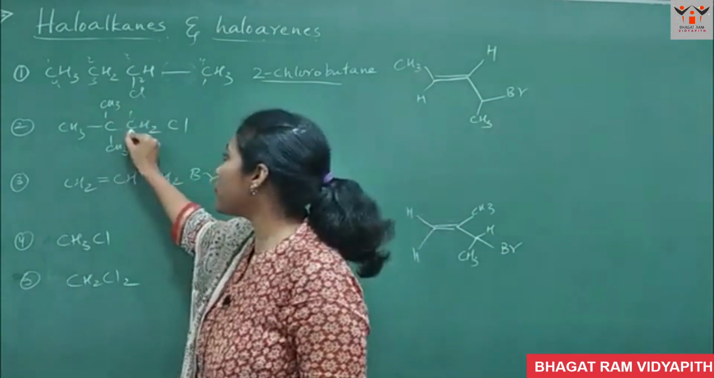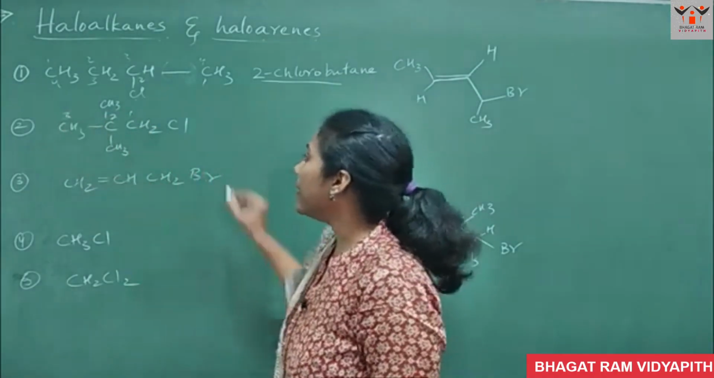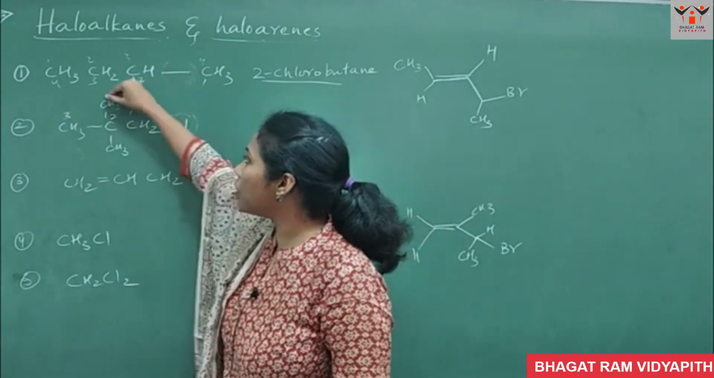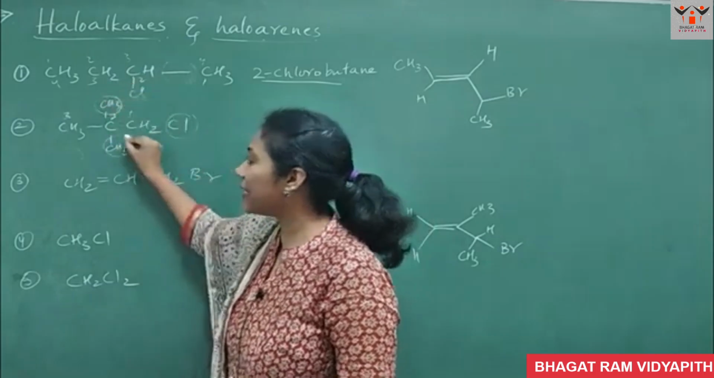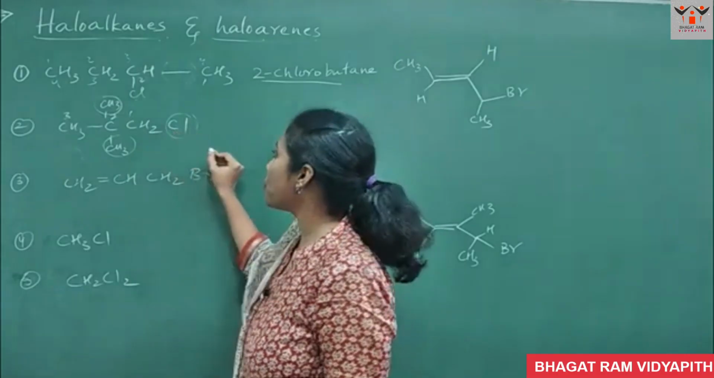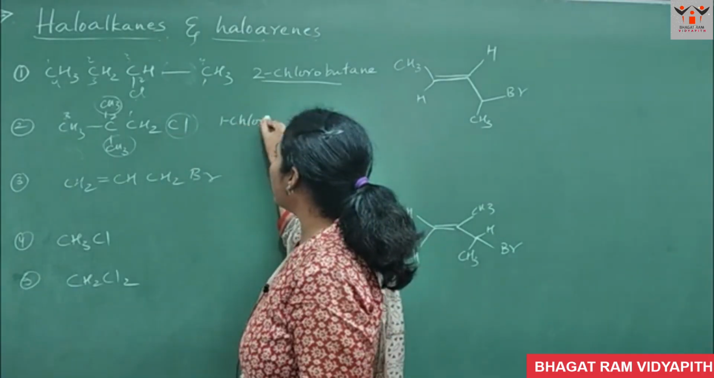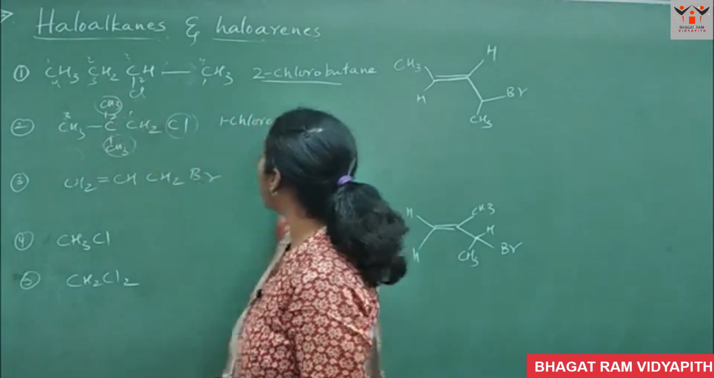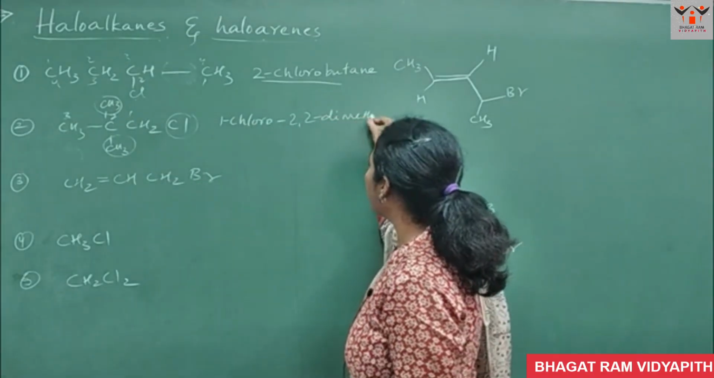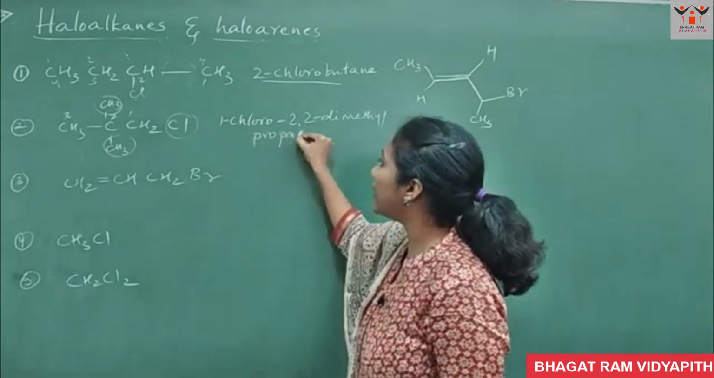So we give preference to this carbon, this is 1, this is 2 and this is 3, right? And now you have a substituent group Cl and you also have 2 substituent groups, that is methyl group. So alphabetically C comes first. So what I mentioned is 1 chloro, 2,2 dimethyl. 3 carbon atoms are there, so I can name it as propane.